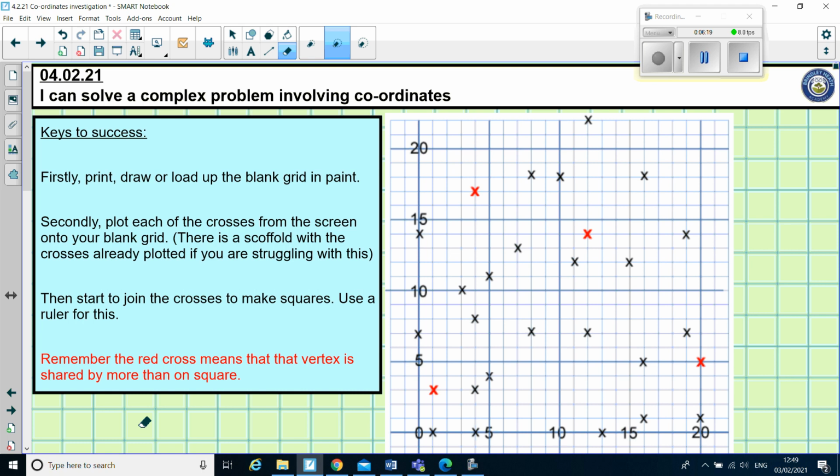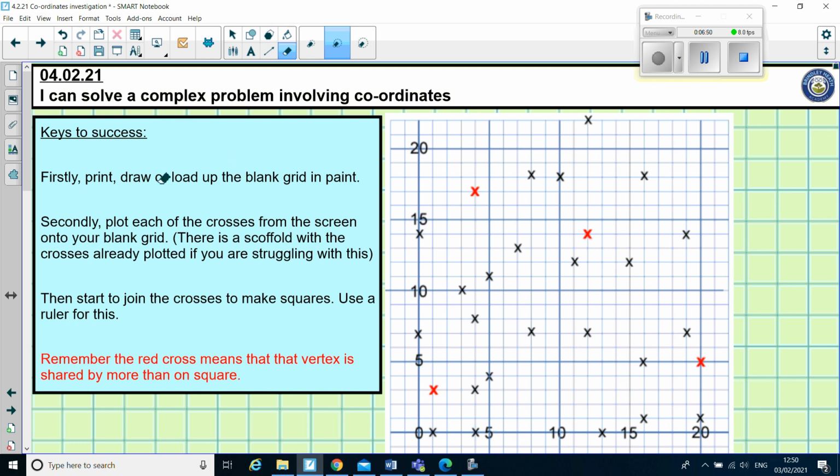You could either draw your own blank coordinate grid, or you could load up the blank coordinate grid in Paint that I have put in the maths folder for today. So you've got three options there depending on what your circumstances are at home, but hopefully you'll be able to access this lesson using one of those three options: either printing it, drawing your own, or using Microsoft Paint, or a similar program on a tablet, to draw on the screen and do this on a screen.